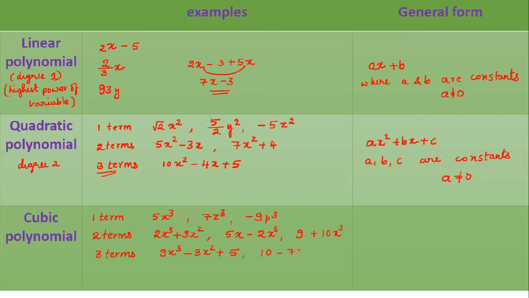10 minus 7x cube plus 5x. These are cubic polynomials with three terms. 2x cube minus 3x plus 4x square, a polynomial with three terms: minus 3x plus 4x square.